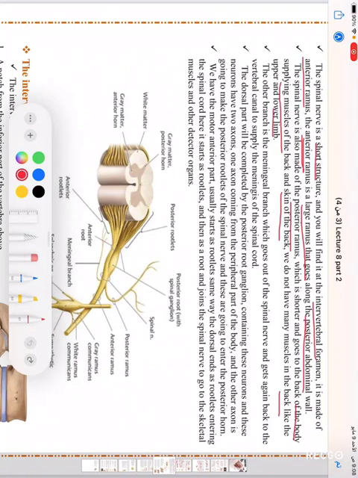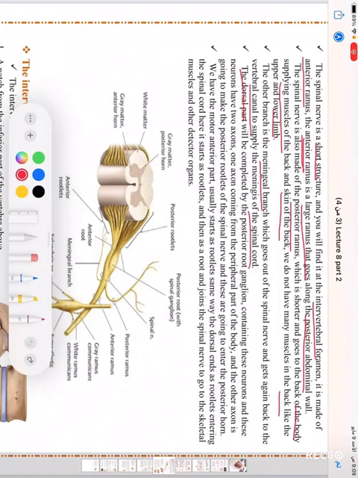The other branch is the meningeal branch. It goes out of the spinal nerve and then gets back to the vertebral canal to supply the meninges of the spinal cord. We said that in the central nervous system we have 3 meninges. So the meningeal branch will supply the meningeal parts, which go out of the spinal nerve and come back again to the vertebral canal to supply these meninges.